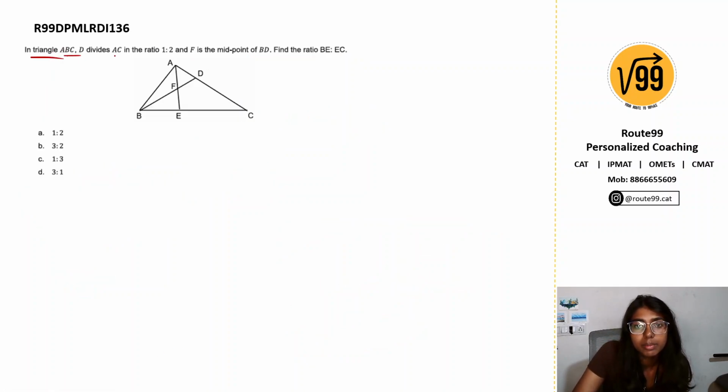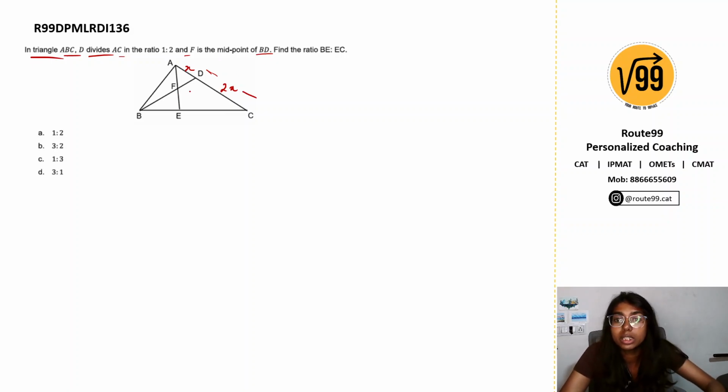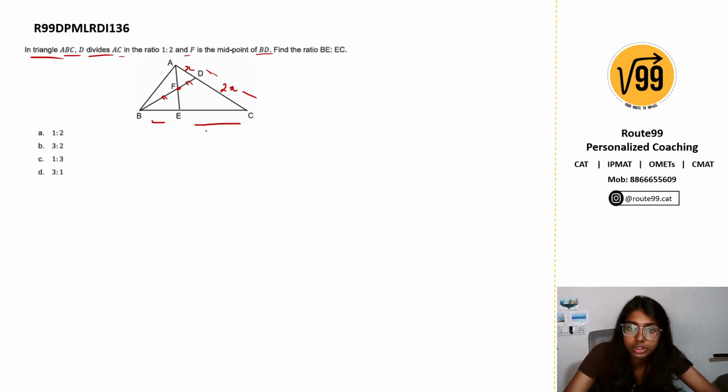In a triangle ABC, D divides AC in the ratio 1:2. So अगर ये x है तो ये 2x है, ठीक है, इतना. F is a midpoint of BD. F is a midpoint, okay, इसमें दिख नहीं रहा डायग्राम है, बट ये टुकड़े दोनों सेम है. Find the ratio BE is to EC. Okay. इसमें थोड़ा सा कंस्ट्रक्शन करना पड़ेगा.